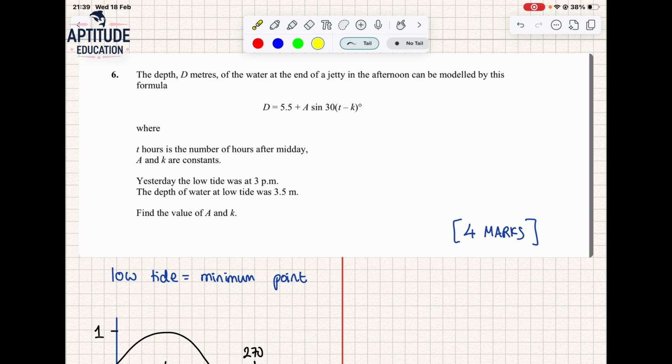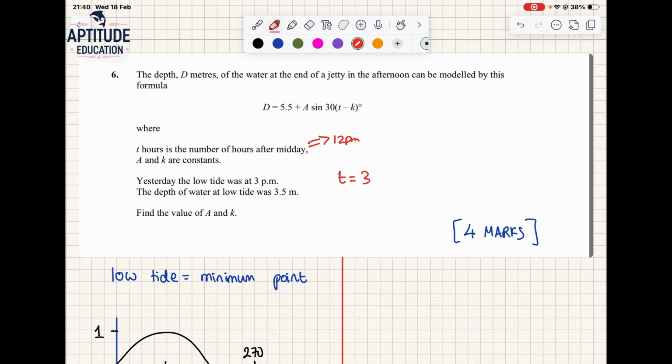So this isn't like your usual trigonometry questions, it's more like an application and modelling question. However, this is how we would start it. Firstly, we can see that t hours is the number of hours after midday, and we know that the low tide happened at 3 p.m. So we know midday is at 12 p.m. So we can now instantly write that t is going to equal 3, because it's going to be 1 p.m., 2 p.m., 3 p.m.